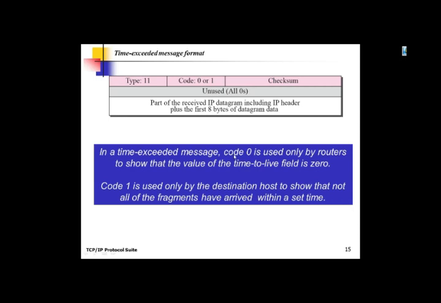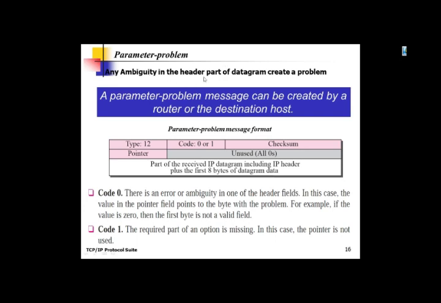Let us see here. Code 0 is used only by routers to show that the value of the time to live field is 0. So when the sender receives any ICMP message with type 11, that means it's a time exceeded. The packet is discarded either by the routers or the destination. If it is code 0, the sender will understand that it was rejected by a router because the lifetime of the packet is already finished. If it is code 1, then the sender will understand that it was discarded by the destination because all the fragments did not reach on time. So with code 0 and 1, the sender will understand who is actually discarding this packet and what the reason is. Then we have parameter problem. This is another kind of error.